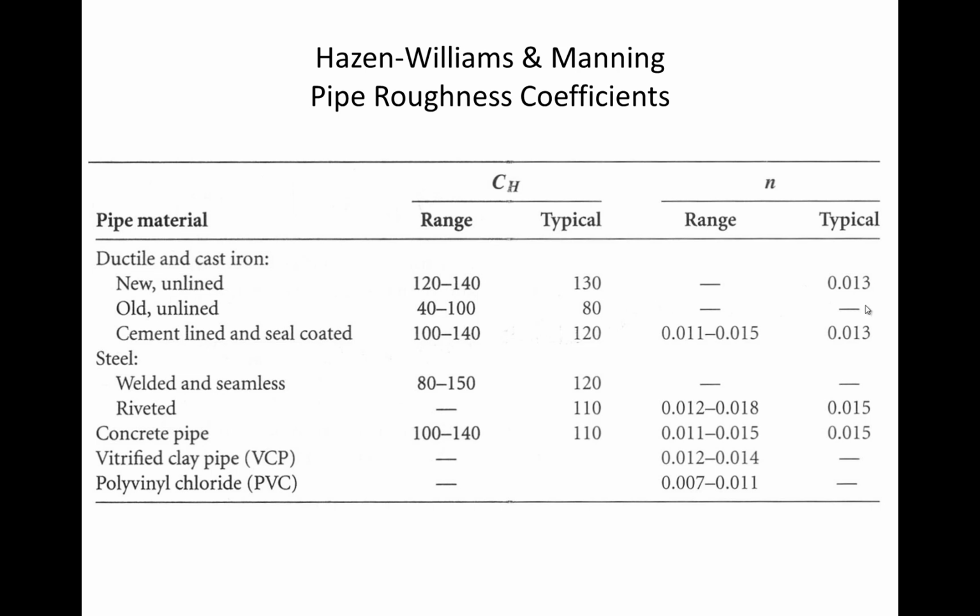In contrast to that, the n values are on the low side for smooth pipe and on the high side for rough pipe. And so there's a range of values for each of these different materials, and a typical value that you could use if you don't want to make an assumption of it being on the rough side or the smooth side.